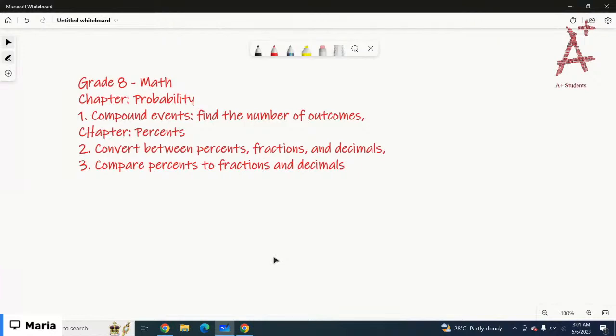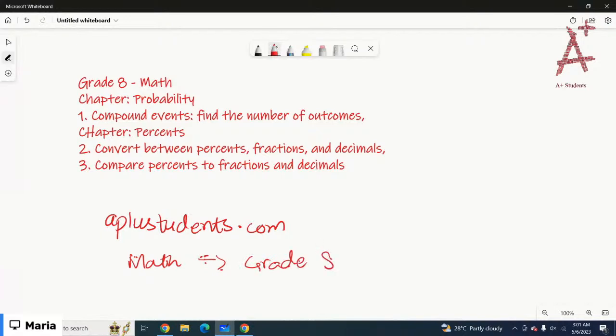We're going to start with grade 8 maths. So you can find all the lessons on aplusstudents.com. You have to log in there using your email address and password provided by the administrator. Then you have to select math from the subject tab. Scroll down to grade 8 and then click on view all lessons.